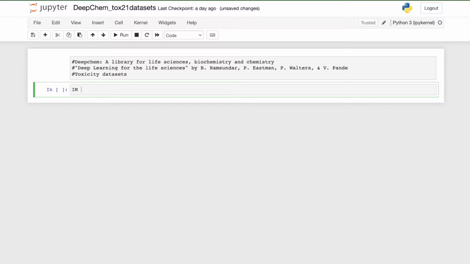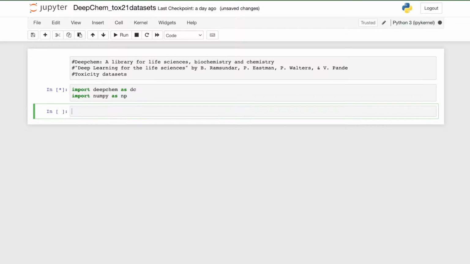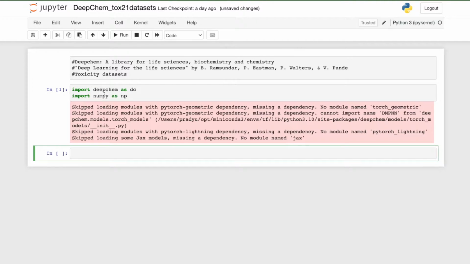Let's begin by importing. Import DeepChem as dc and import NumPy as np. DeepChem is built upon TensorFlow, so you will need to install TensorFlow to use it. And also for some of the functions, I think it needs PyTorch as well.